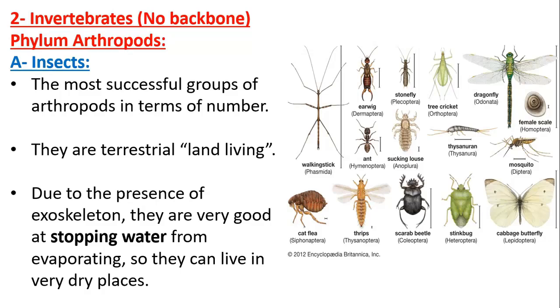So insects, of course, are invertebrates. This group or this class is considered the most successful one. Why? Because it has the most number. So in biology, success is measured by the number of creatures that are still living. Also, they are said to be terrestrial. What does terrestrial mean? Terrestrial means that they live on land. Also, due to the presence of the exoskeleton, they are very good at stopping water from evaporating from their bodies. So the exoskeleton is not just to protect them from normal conditions, but also to protect them from dryness. It protects their body from losing a lot of water.